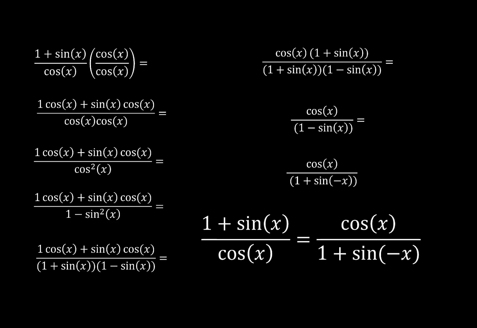Now that we've come up with the right side, we can stop. We took (1 + sin x)/cos x, used identities and properties to come up with cos x/(1 + sin(-x)), which means we've proven that these two sides are equal.